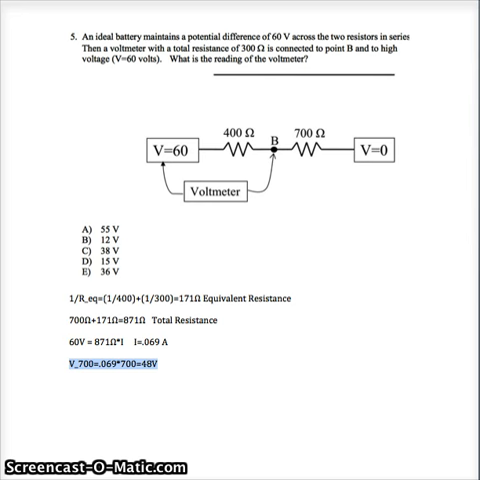Once we know the current, we can solve for the voltage drop across the 700 ohm resistor, which is just the current at that point, 0.069, times the resistance at that point, which is 700, which gives us 48 volts.